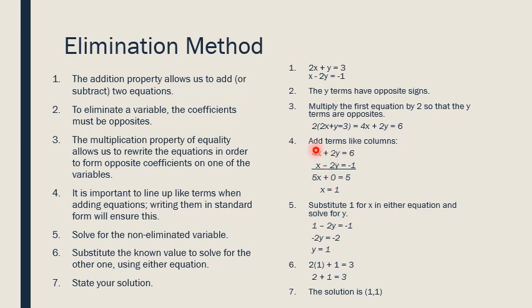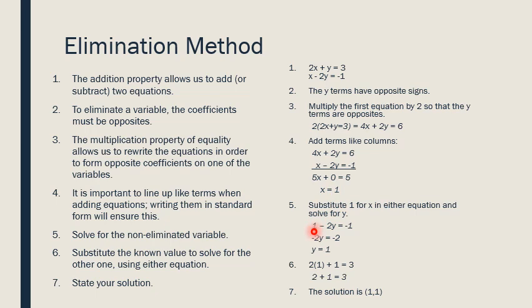And when I add these two equations, I just do it as if each one were a unit column. 4x plus x is 5x, 2y minus 2y is 0, and 6 minus 1 is 5. So 5x equals 5, dividing both sides by 5, I get x equals 1. Now I can go back just like I did in the substitution method and use my value of 1 in either of the equations.